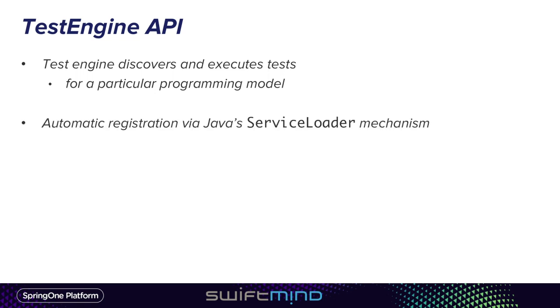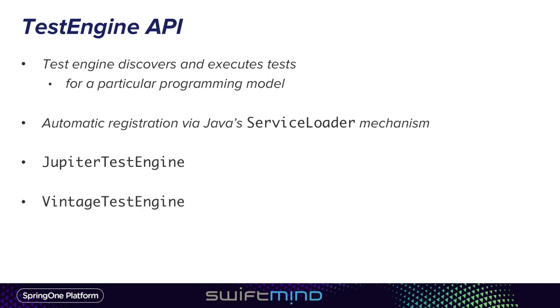The way these things are registered happens automatically with the standard Java service loader mechanism. So if you have the jar in the class path, the Jupiter one or the Vintage one, then the platform will just automatically find those, and you'll have support for that test engine automatically. So for JUnit 5, there's the Jupiter test engine. For JUnit 4 and JUnit 3, there's the Vintage test engine. That would also count for stuff like Spock, which is based on JUnit 4. And you can, of course, implement your own.